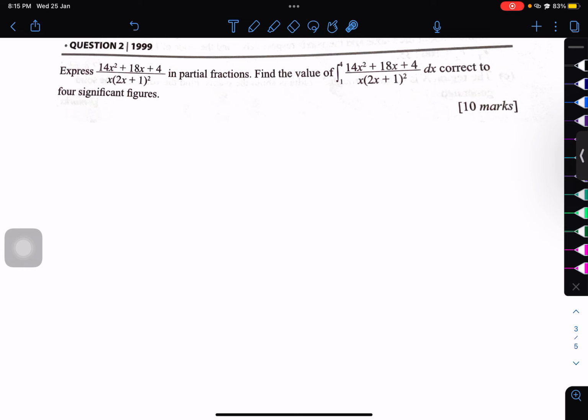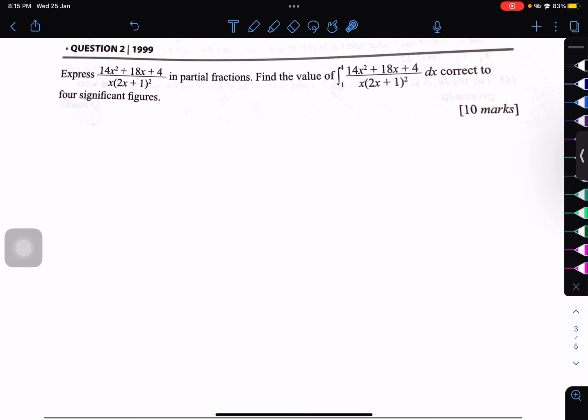So today I'm going to share about mathematics. This is chapter 2, integration, matriculation, sum 2. So let's take a look at this question. Okay, question 21999. Express this in partial fraction. Kita already learned about the partial fraction, right? So the first thing you must do is convert to the partial fraction.